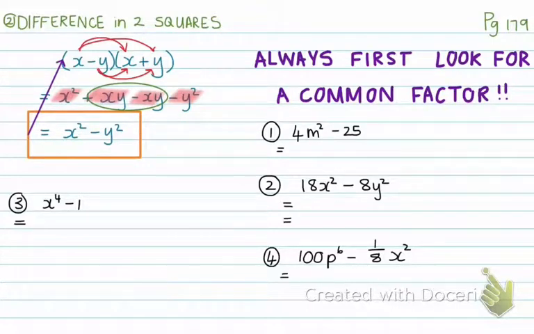Okay, what I wrote here in purple in capital letters is: always first look for a common factor. That is the first type of factorizing that we did a few days ago. So please always first look for a common factor. But if you look at the first example, 4m squared minus 25, there's no common factor that I can take out between these two terms. So then I'm going to use the second type of factorizing, which is difference of squares. And let's look here. There is a difference, and it is 2 square numbers. Okay, I can take the square root of both of them.